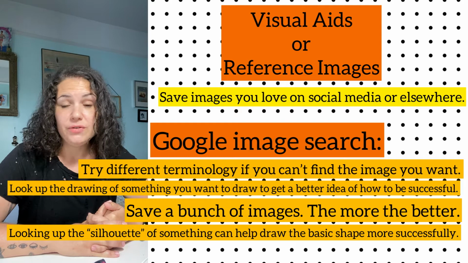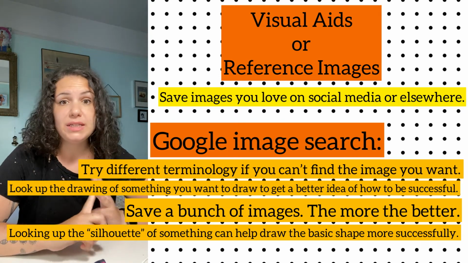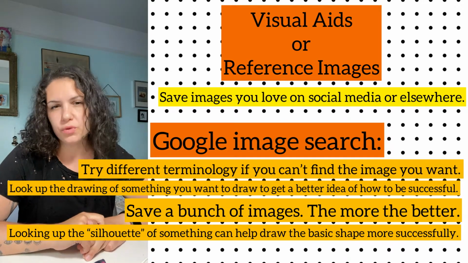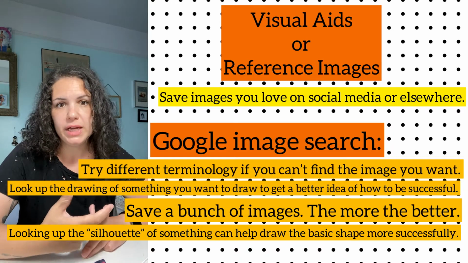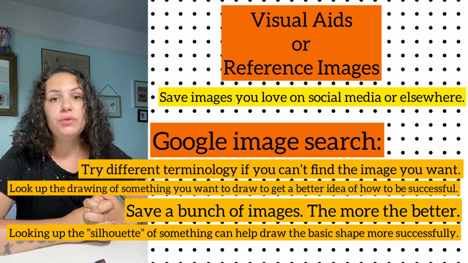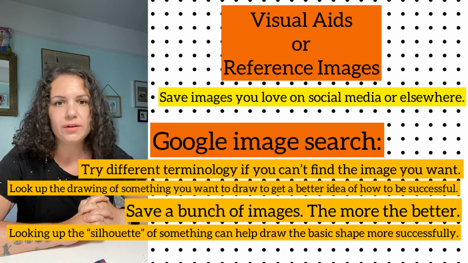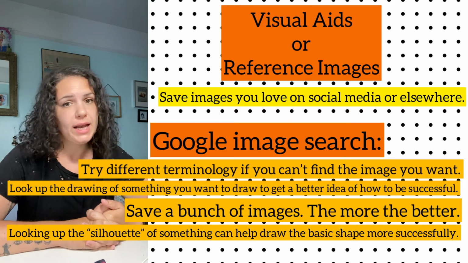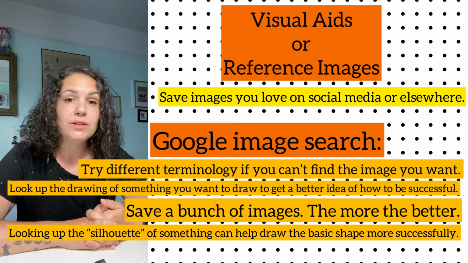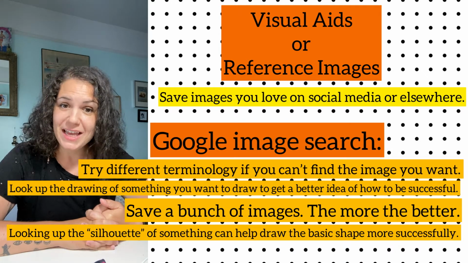You may not. And if you don't, you want to switch your terminology. If you look up kid compared to child compared to teen, you're going to get very different things. If you look up drawing of a lion, which will help you draw a lion better than looking at a real image of a lion, it's going to give you different images than looking up an actual lion. If you look up silhouette of something, anything, silhouette of a dog, silhouette of a hat, silhouette of a lamp, it really helps with drawing. It does for me on a very constant basis. So you can try that out as well. So that's for image searches. Make sure that you have enough so that you can draw to your heart's content.